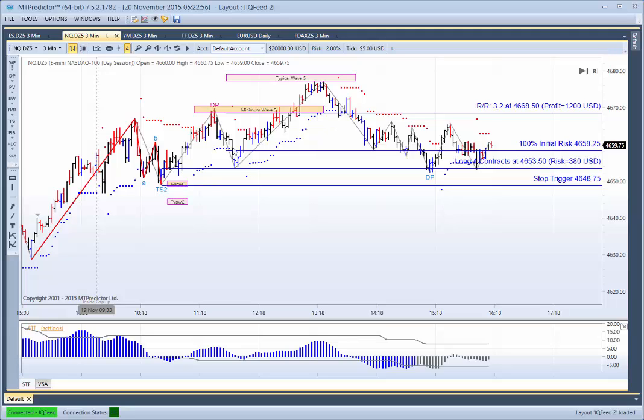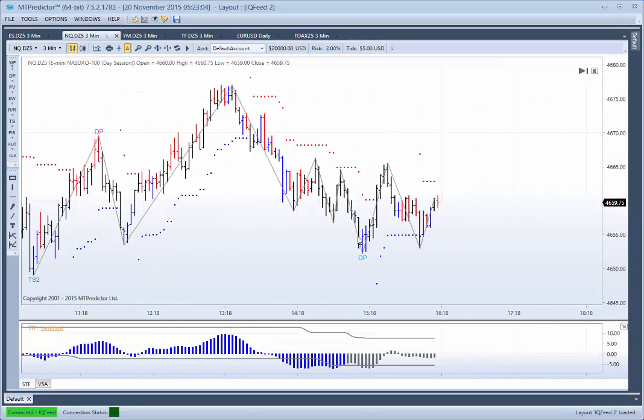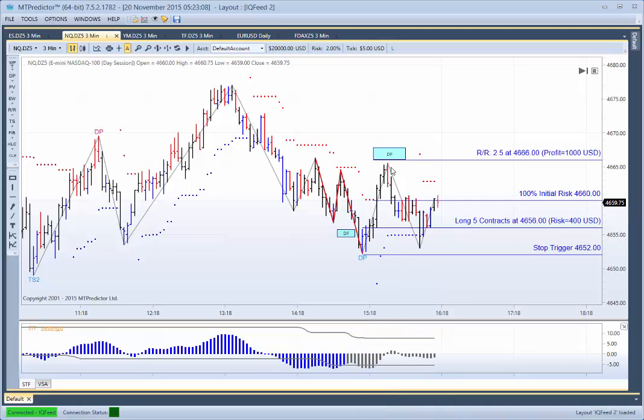The rest of the day, no low probability or high probability low risk setups. You wouldn't have been taking anything. The only one you may have considered would be a bit later in the day here, this DP buy setup. And as you can see, it came within a couple of ticks of the profit target.